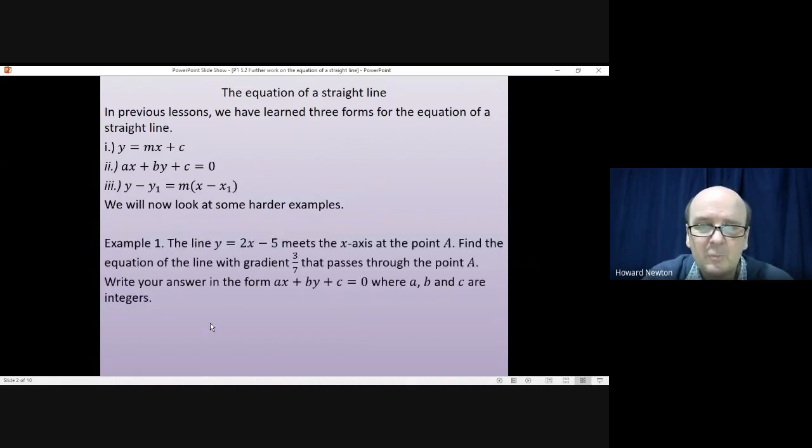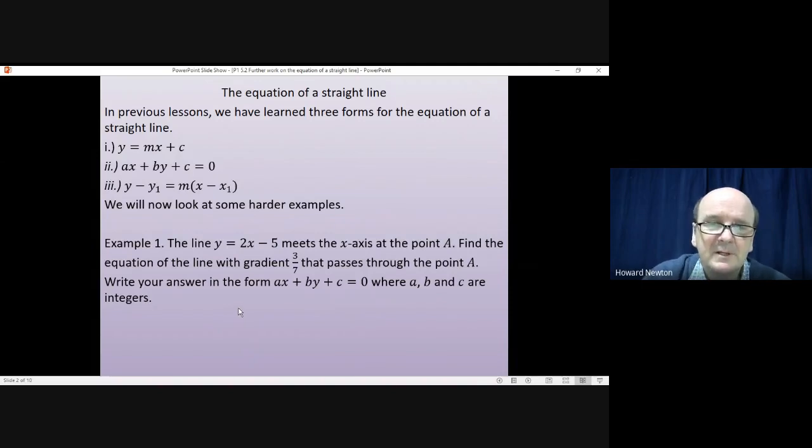So first of all, the line y equals 2x minus 5 meets the x-axis at the point A. Find the equation of the line with gradient 3/7 that passes through the point A. And then write your answer in the form ax plus by plus c equals 0, where a, b, and c are integers. I'll let you have a go at this yourself first. Pause the video, come back to me when you're ready.